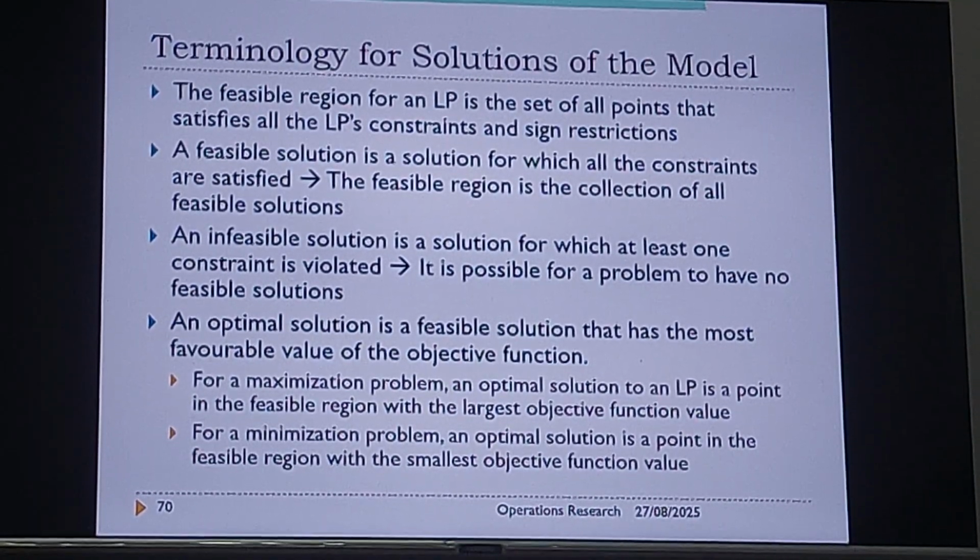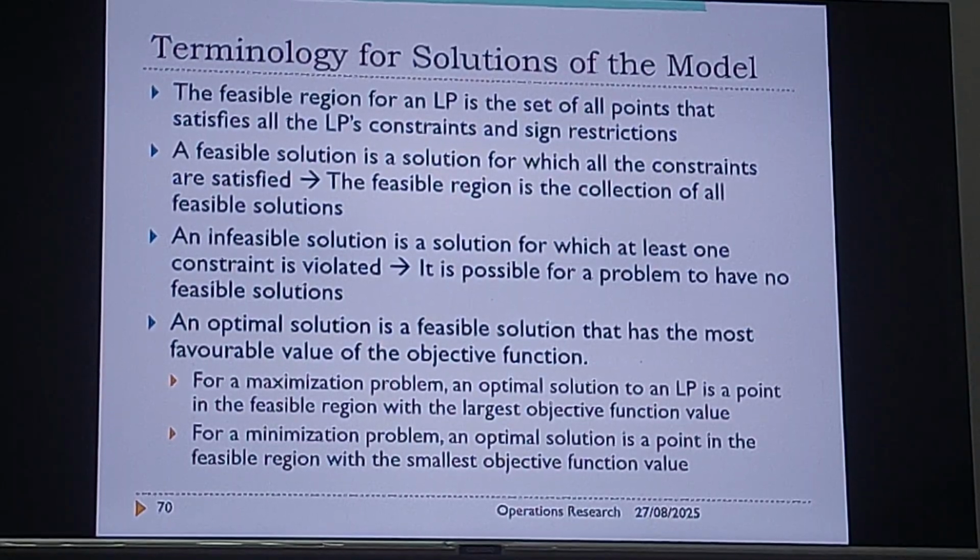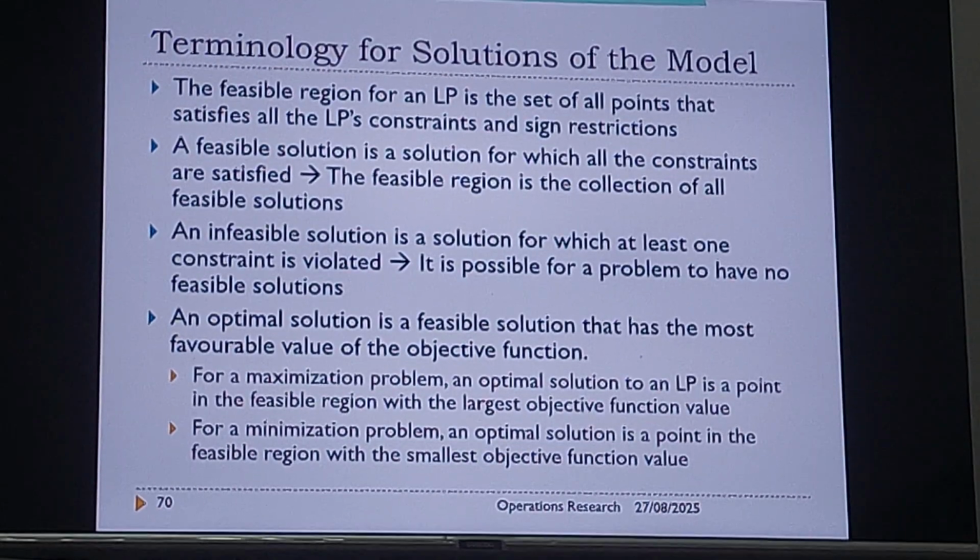Okay. And then we have some terminology or the naming about solution or the result. We have feasible region, we have feasible solution, we have infeasible solution, we have optimal solution. So we have several types of solutions.